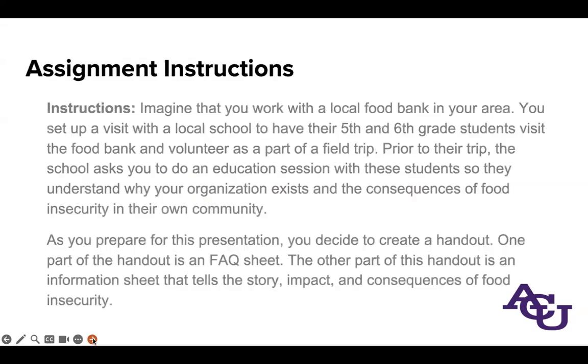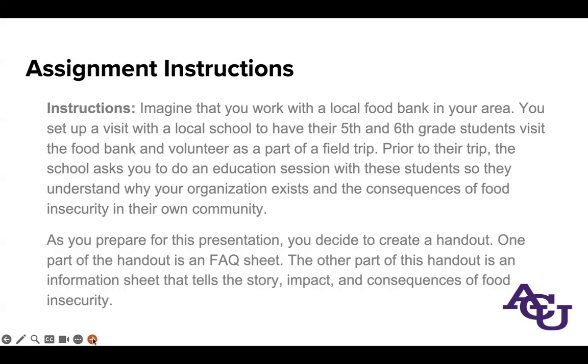Now, in terms of the assignment instructions, this is really cool. What your instructor is asking you to do is, again, make this personal. Okay, so you guys are in nutrition and wellness. You're learning about the body, you're learning about nutrition, you're learning about wellness. Now, pass this on to the next generation. So, instructions. Imagine you work with a local food bank in your area. So again, this is local context, not another country. This is take it to your area where you live.